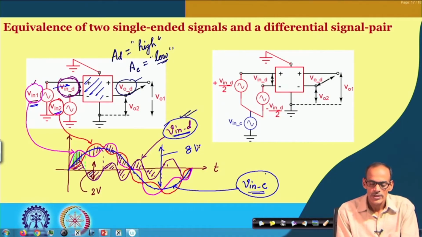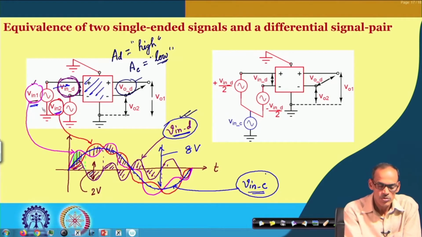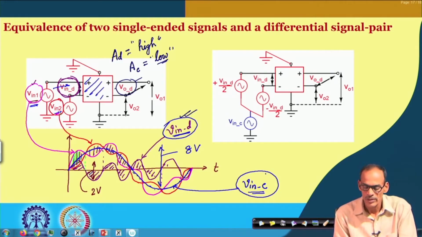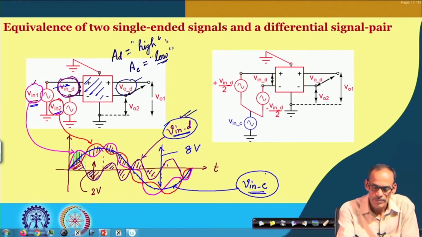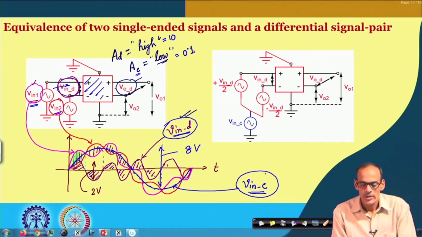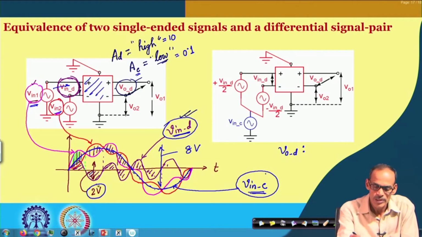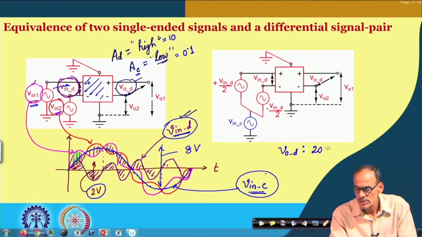Naturally, if I try to amplify both V in 1 and V in 2 by a single ended amplifier, then I cannot remove this component. But if I have a differential amplifier with a differential gain of, say, 10, and the common mode gain is only 0.1, right, then at the output we will get VOD with 2 volt multiplied by 10, that means 20 volt peak to peak.